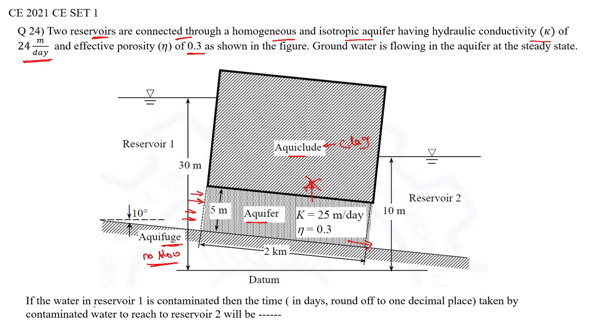Suppose the water in reservoir 1 is contaminated, a pollutant is dumped in reservoir 1. How much time will it take to reach reservoir 2? This is our interest: what is the time the contaminated water takes to reach the reservoir. The time is asked in days, up to one decimal place. In a fill in the blanks question, you must always read what they have asked and how to compute. Okay, let's move to the solution.